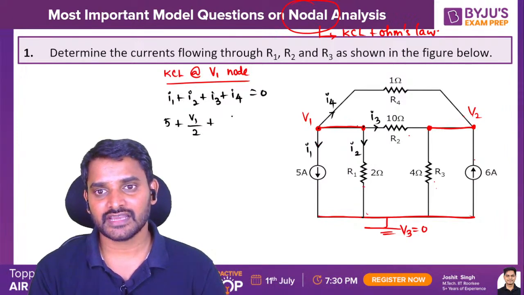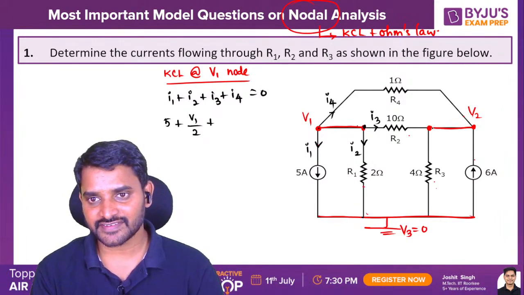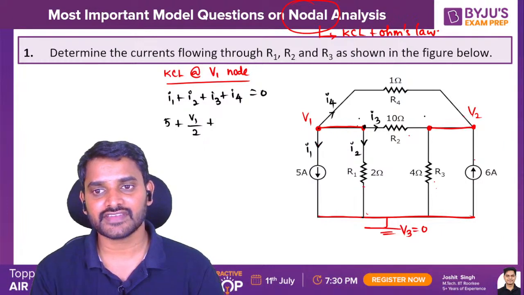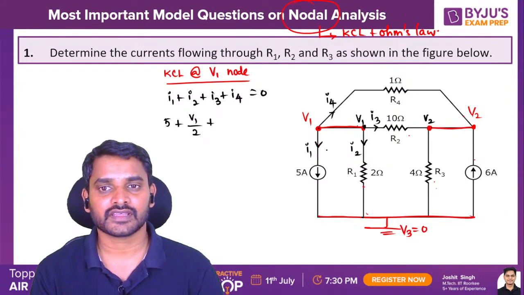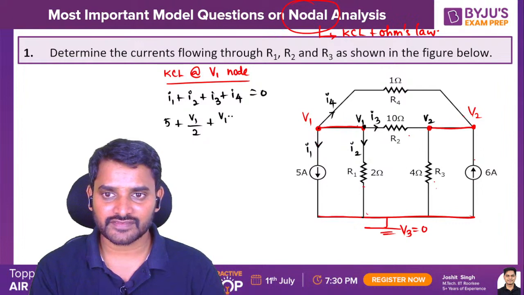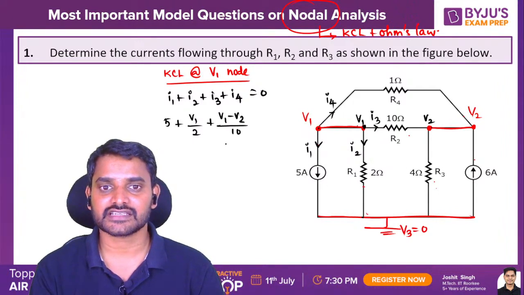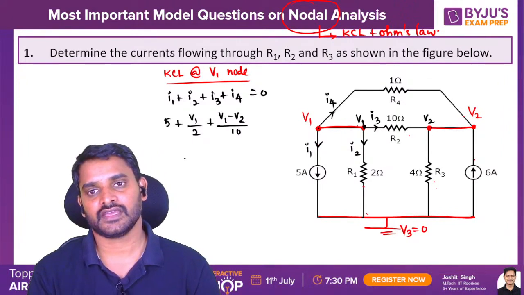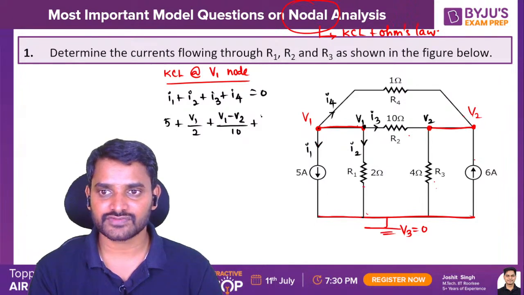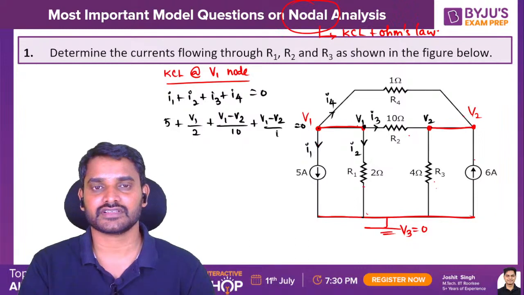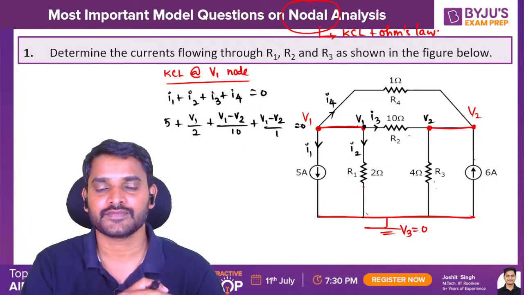Now I3, I am writing as potential difference divided by resistance. V1 is here and V2 is here, so the potential difference is V1 minus V2 divided by the resistance, that is 10. Similarly, I4 can be taken as V1 minus V2 divided by 1, equal to 0. So this is your KCL converted into Ohm's law.